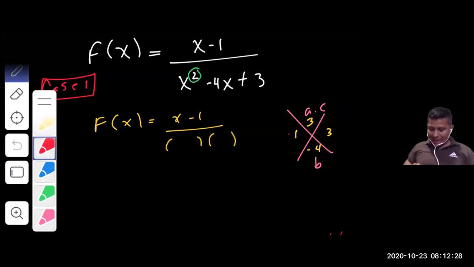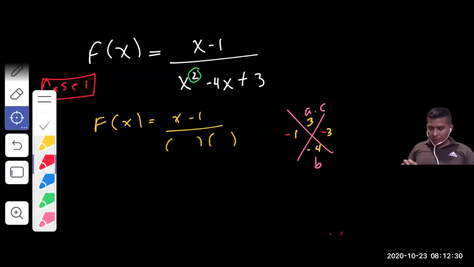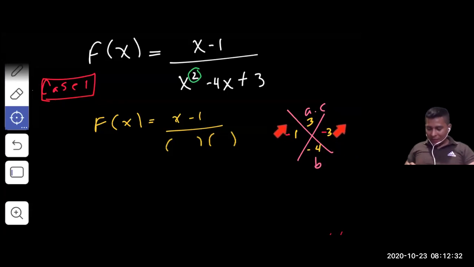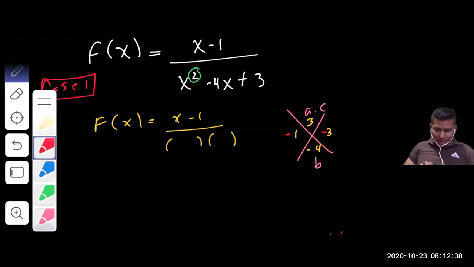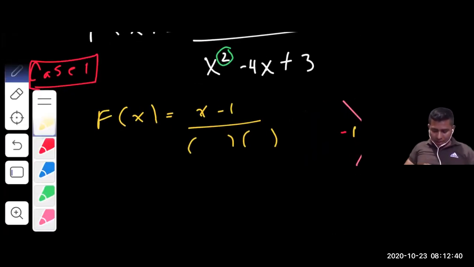Now the sign, guys: both negative. Negative 1 and negative 3 is negative 4, and negative times negative makes this positive. Everything is working out. This is how I'm going to factor that out. Let me copy that: x minus 1 and x minus 3. This is what we got, guys.